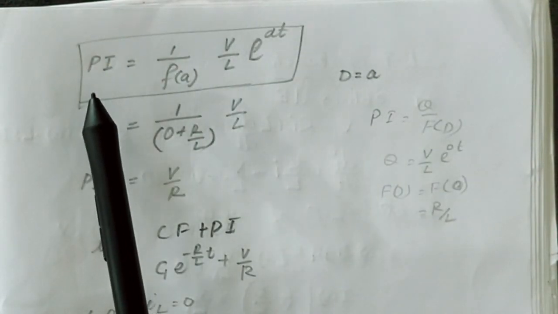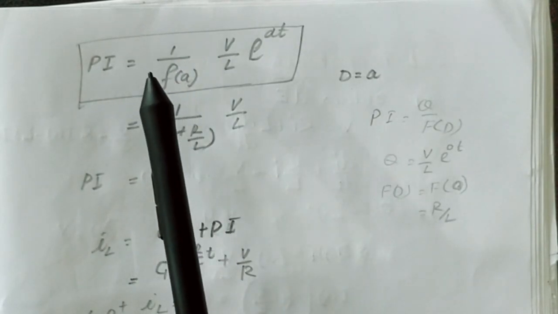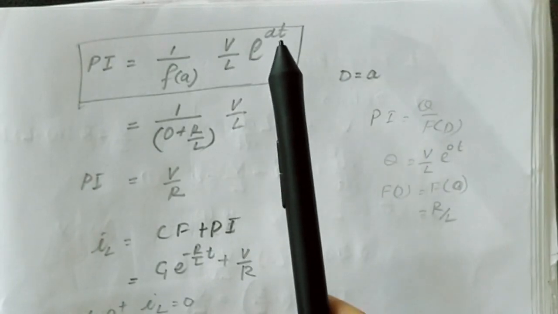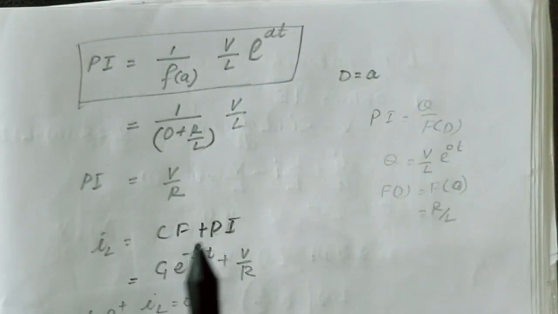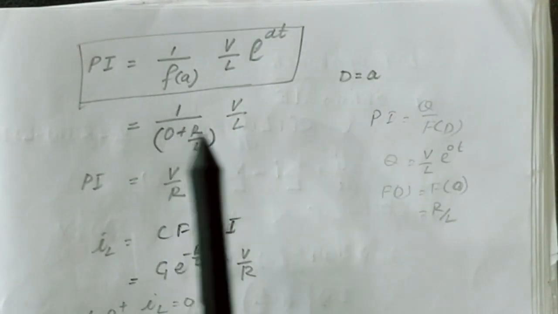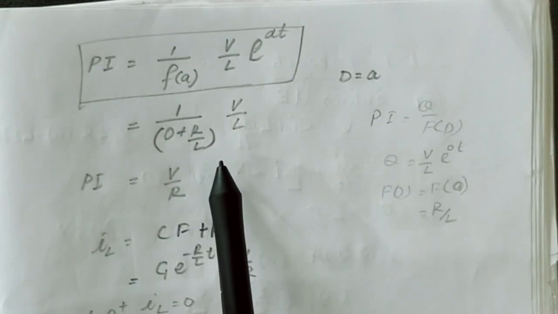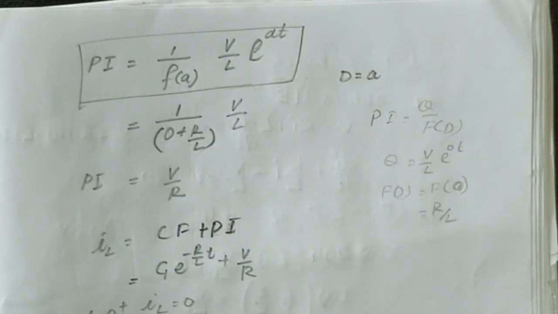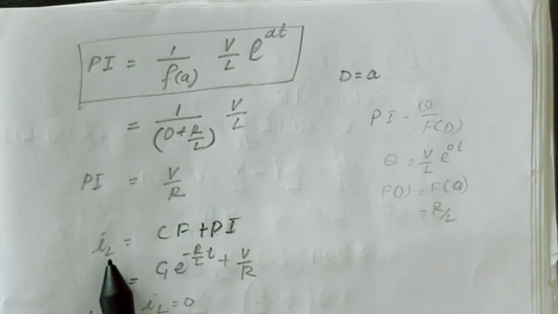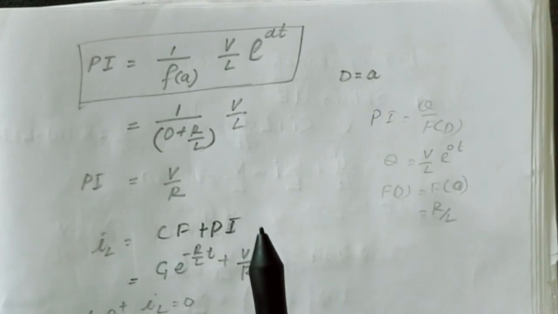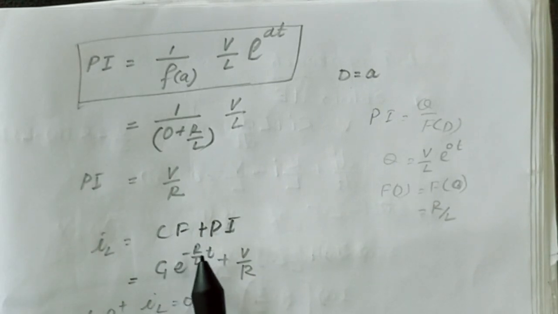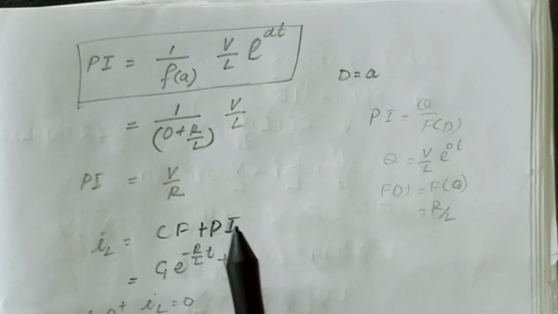In general, we can say the particular integral is equal to 1 by F of a into Q, where Q is V by L e raised to at. In our case, a is 0. So this equation becomes 1 by (0 plus R by L) into V by L. Solving, we obtain the particular integral as V by R. Now the response is the sum of the CF and the particular integral. So the CF is obtained as C1 e raised to minus R by L t, plus the particular integral V by R.